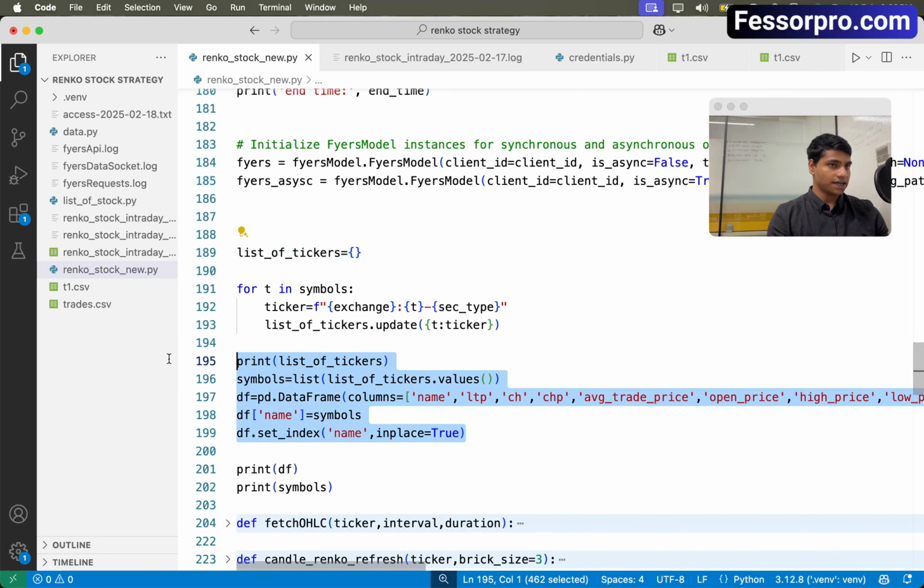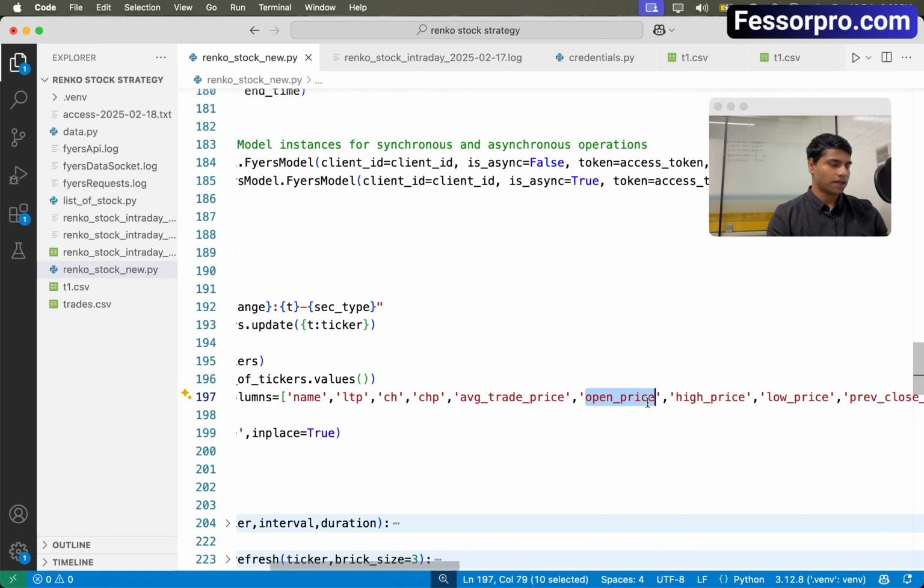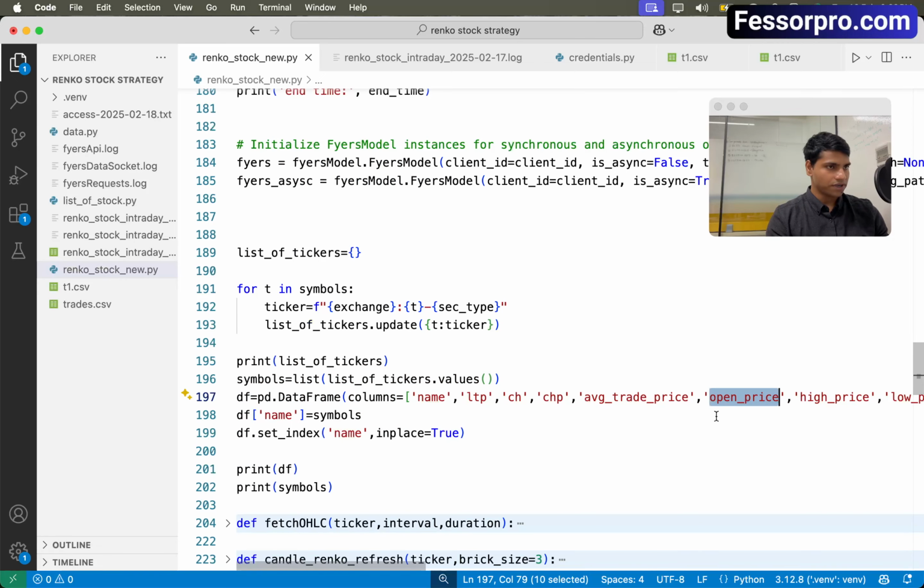Then I'm creating a data frame. Now I will be using the WebSocket, right? So in order to use the WebSocket, I have to create a data frame with the different column names. So this is that data frame that I'm creating. So this data frame will have different column names like name, LTP, CH, average trade price, open price. Now I'm not using all these data points, but since I'm receiving this data from the server, I'm going to save everything into our data frame variable.